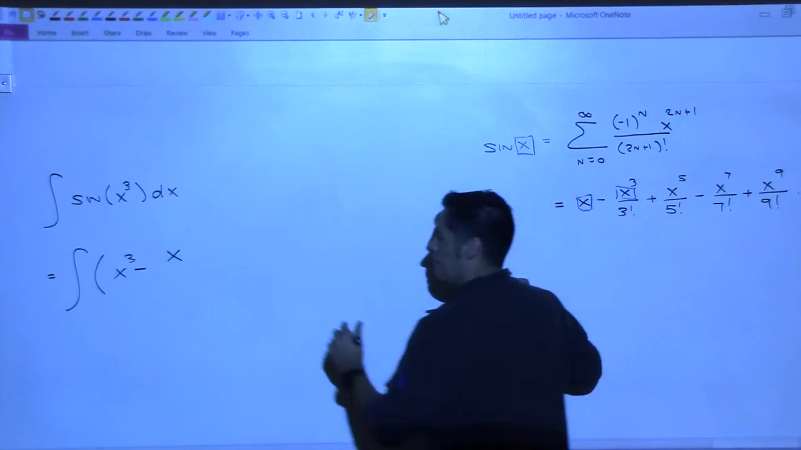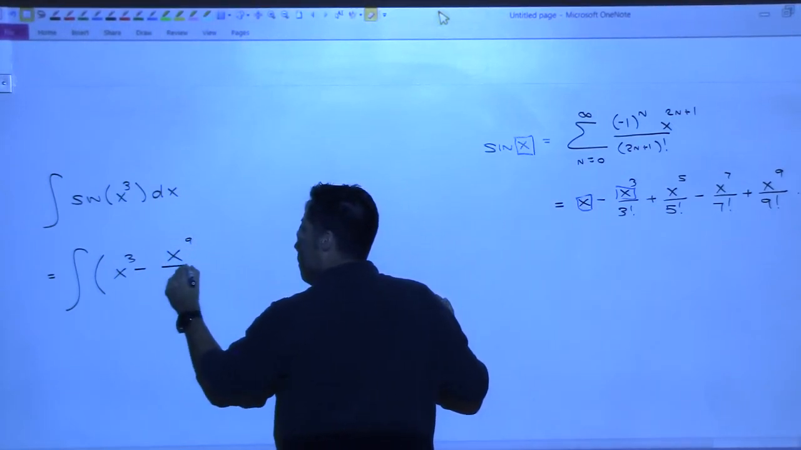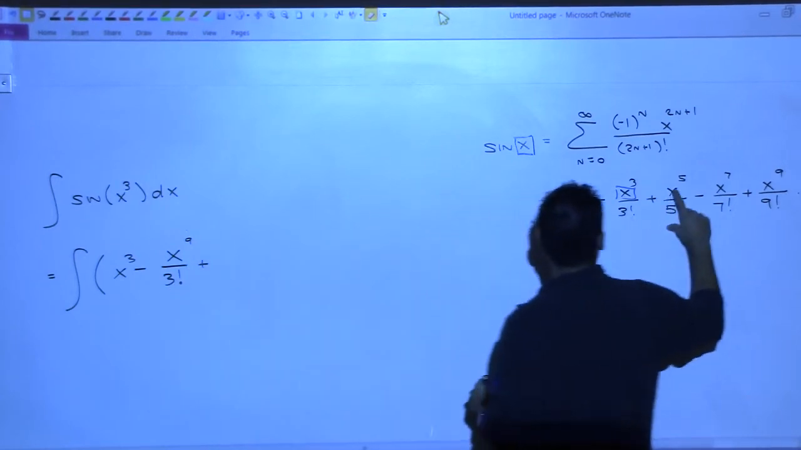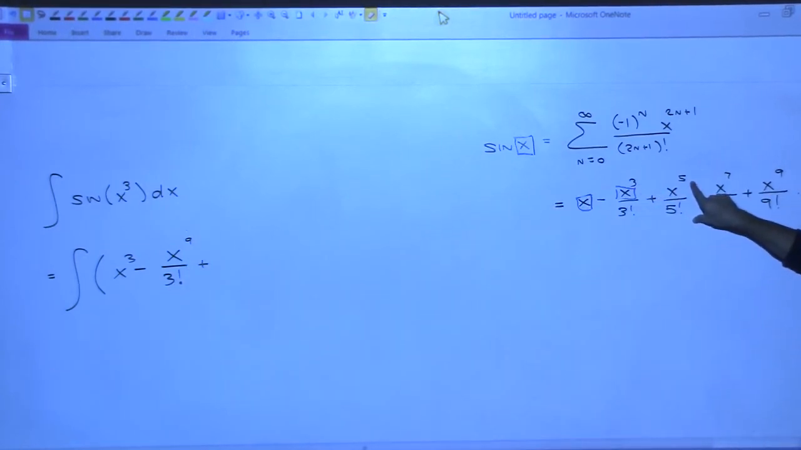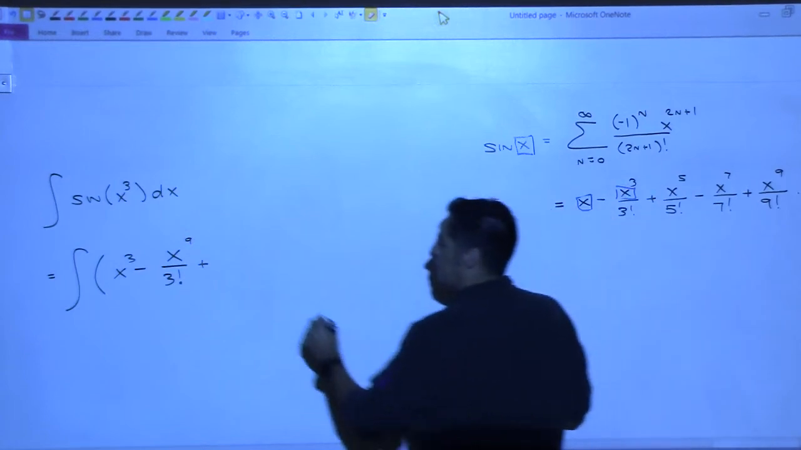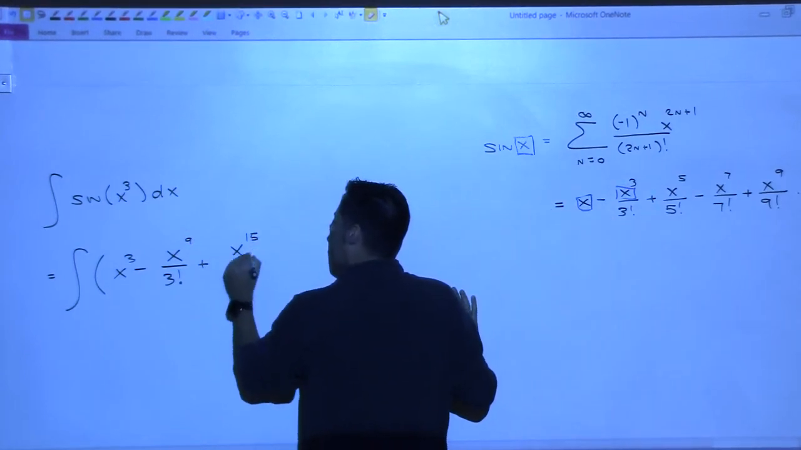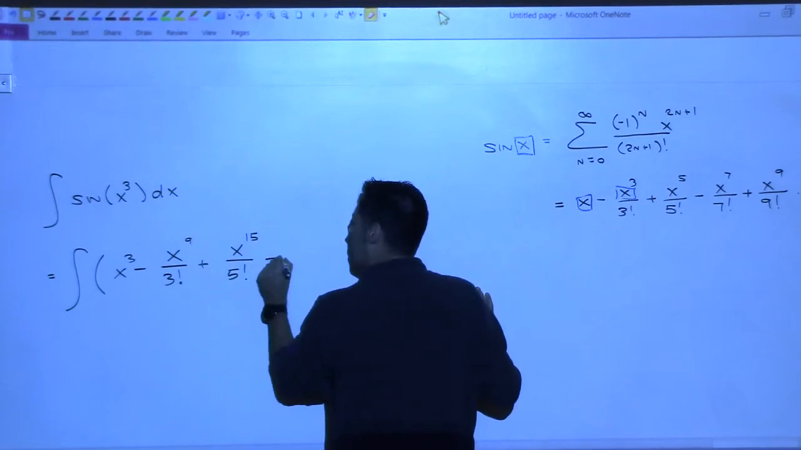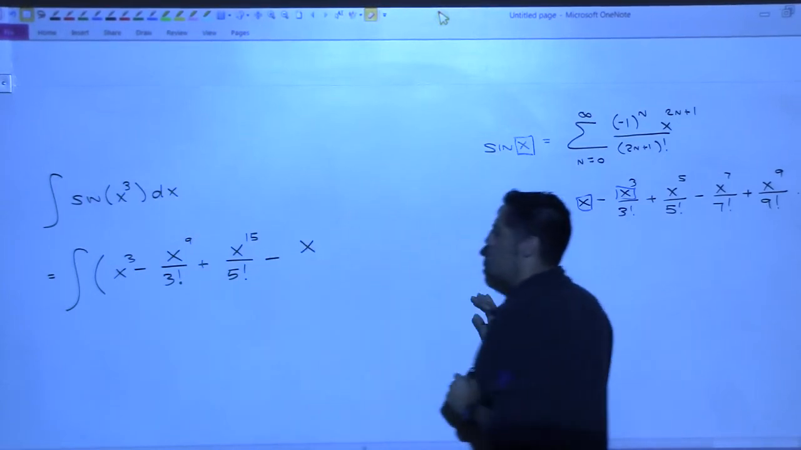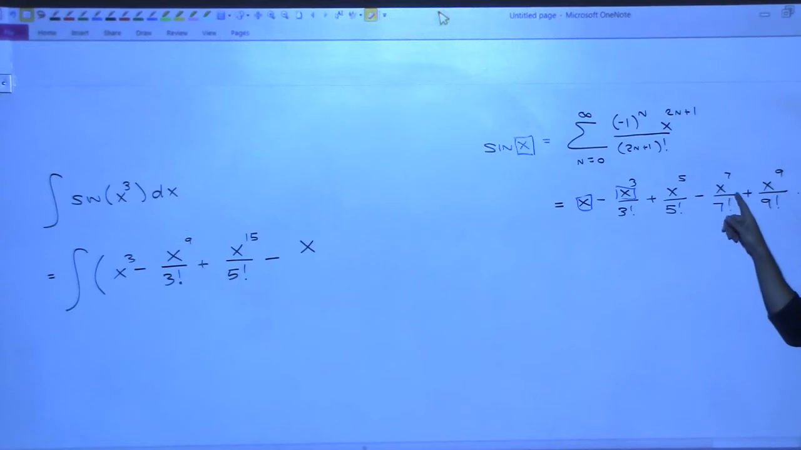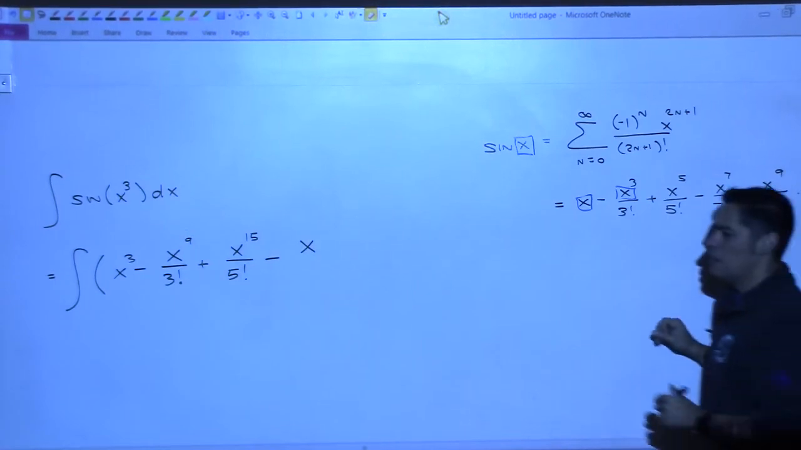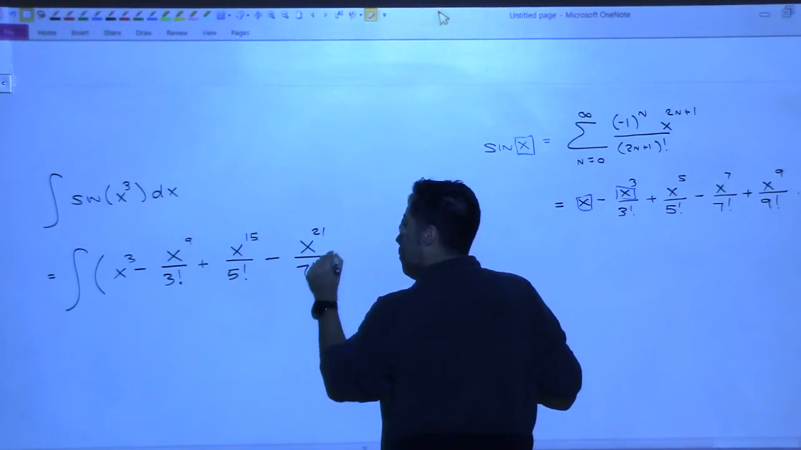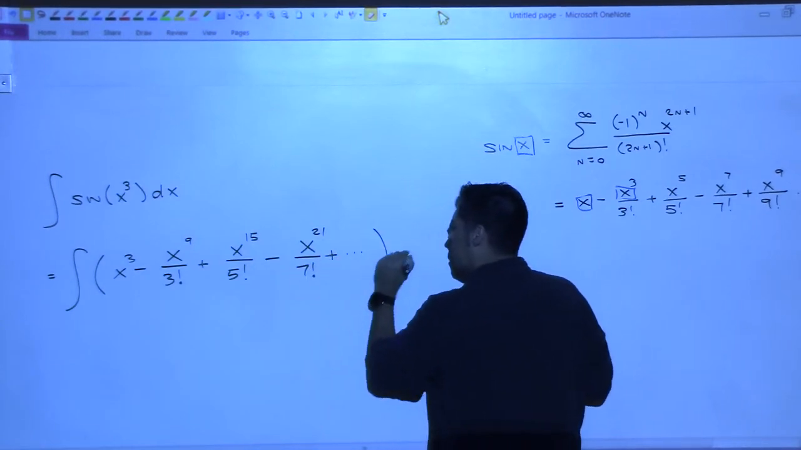Is that okay? x to the 9th over 3 factorial plus now x cubed to the 5th, x to the 15th over 5 factorial. And we'll just go one more, minus x to the 21st power over 7 factorial plus dot, dot, dot, close it, dx. Y'all see what I'm doing? Yeah. Okay.